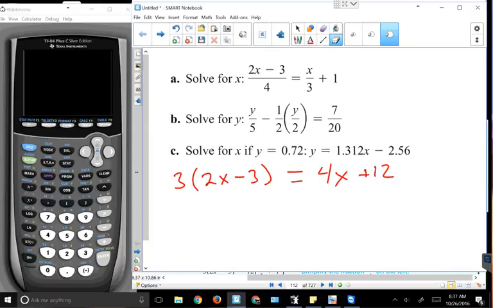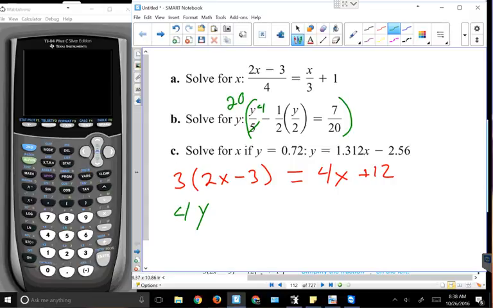So, if I were to take a look now at B, and I would want to multiply a value through here, what would it be? Well, what does a 5, a 2, and a 20 go into? A 20. So if I multiply everything here through by a 20, 5 would go into there, that would cancel off, and I'd end up with a 4, so I would end up with a 4y. Does that make sense? I multiply here by a 20.